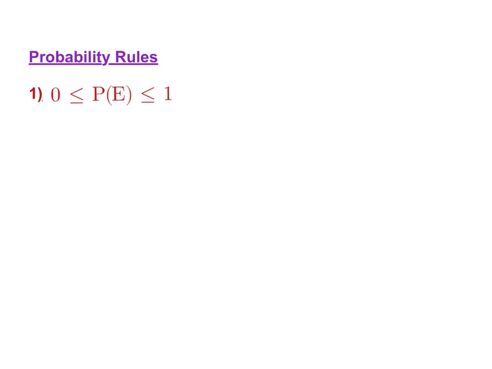So we just talked about this. If an event cannot occur, there's no chance that it can happen, then the probability of that event is 0. If it absolutely 100% cannot happen, then the probability of that event is 0.